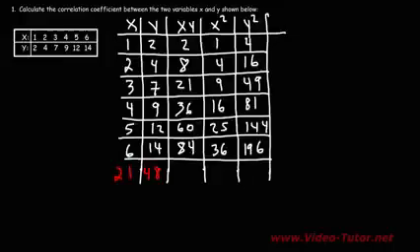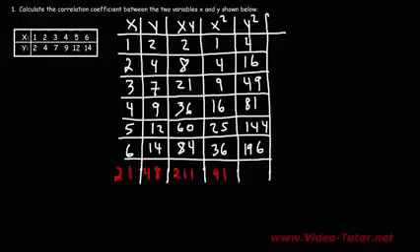Now we need to determine the sum of the product of x and y. So 2 plus 8 plus 21 plus 36 plus 60 plus 84. So that's going to give us 211. Now the sum of the x squared values, 1 plus 4 plus 9 plus 16 plus 25 plus 36. So that's going to be 91.